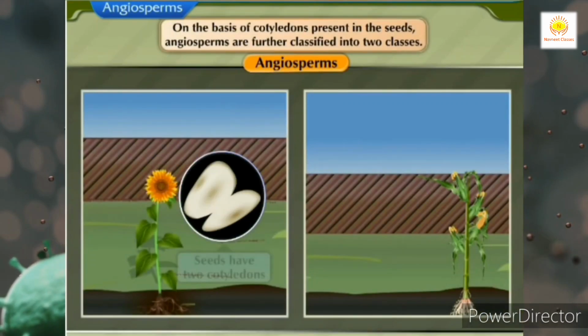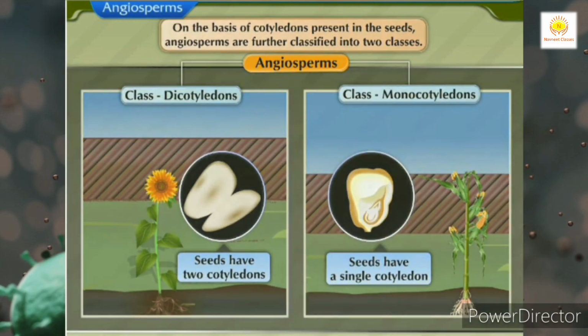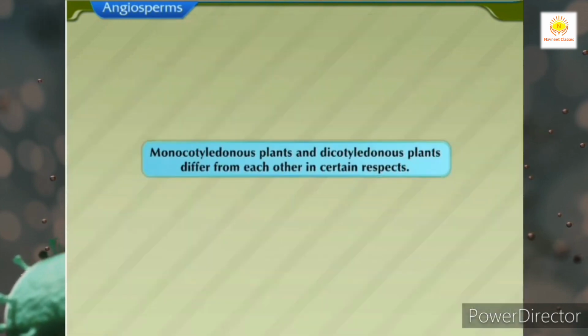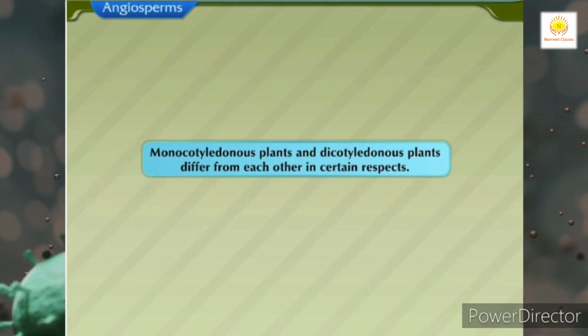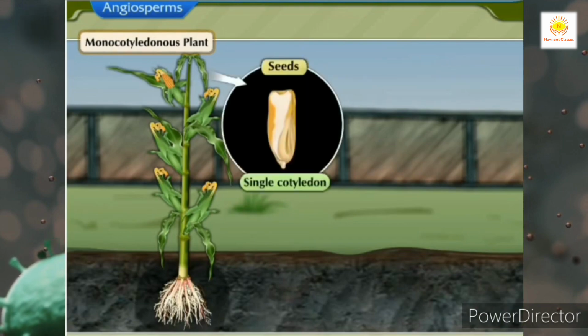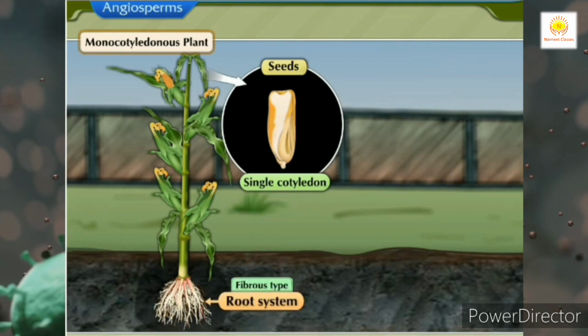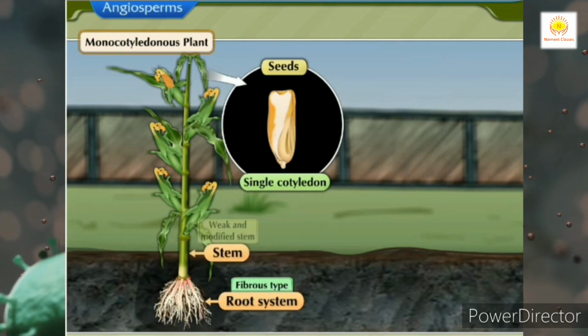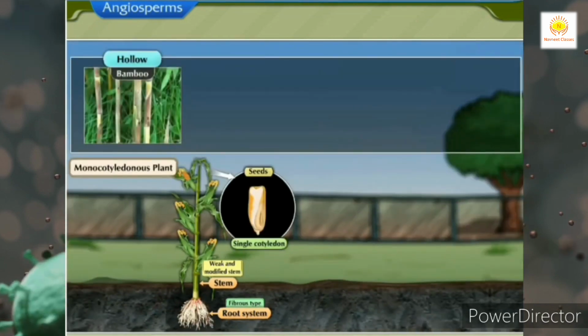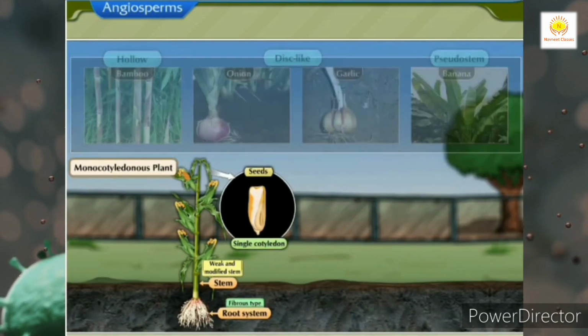On the basis of cotyledons present in the seeds, angiosperms are further classified into two classes. Monocotyledonous plants and dicotyledonous plants differ from each other in certain respects. In monocotyledonous plants, the seeds show a single cotyledon. The root system is of fibrous type. The stem is comparatively weak and modified. For example, it is hollow in bamboo, disc-like in onion and garlic, and pseudostem in banana.